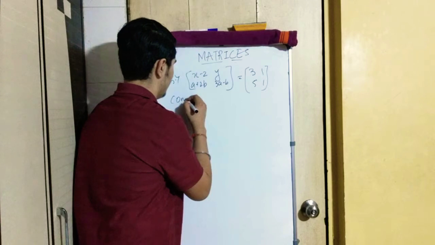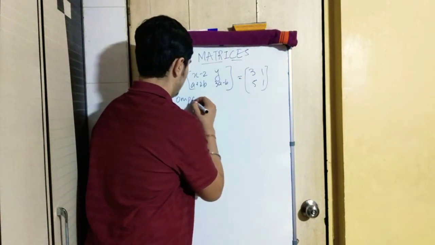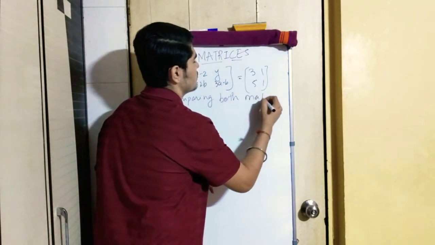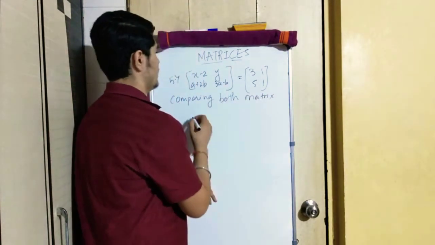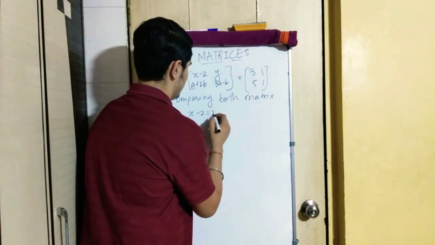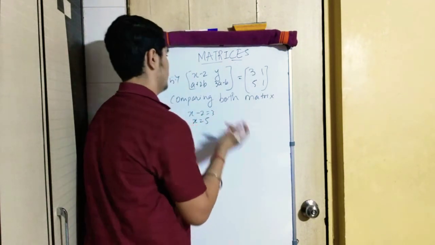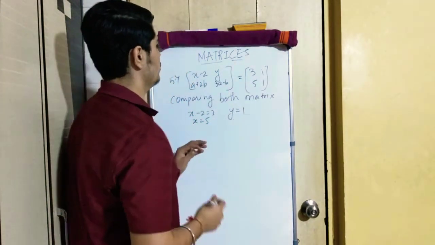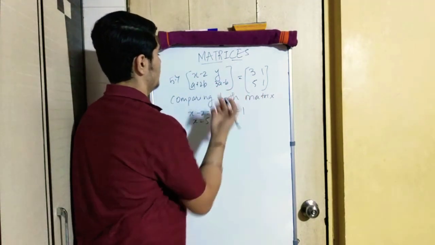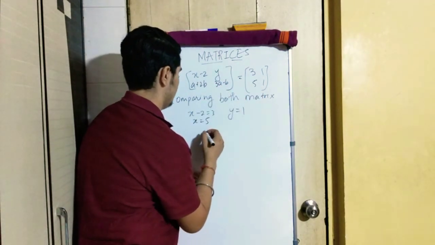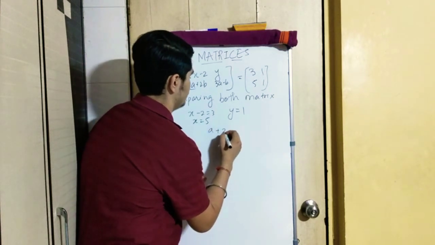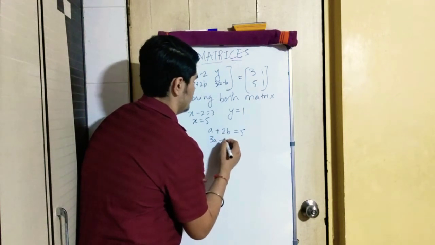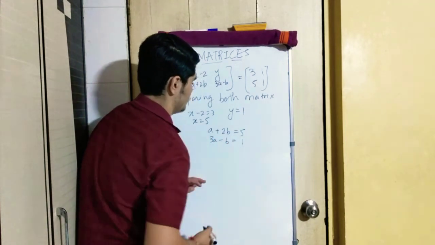So comparing both matrices, x minus 2 is equal to 3, x is equal to 5, y is clearly given as 1. So now we have to find these two simultaneously: a plus 2b is equal to 5 and 3a minus b is equal to 1.